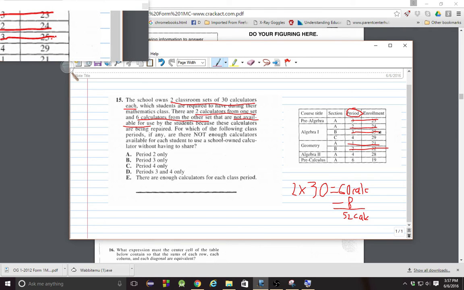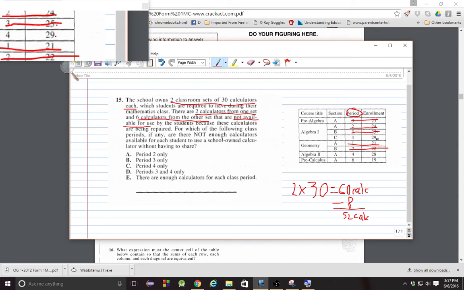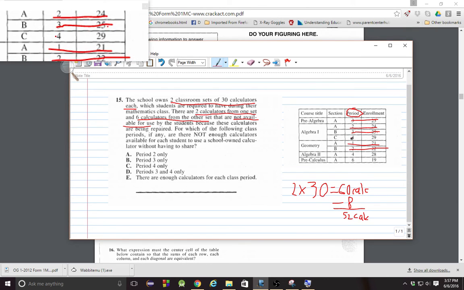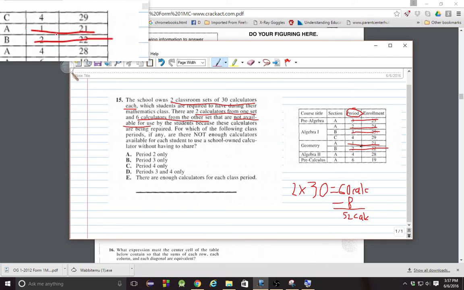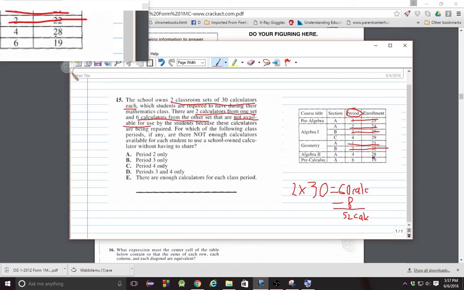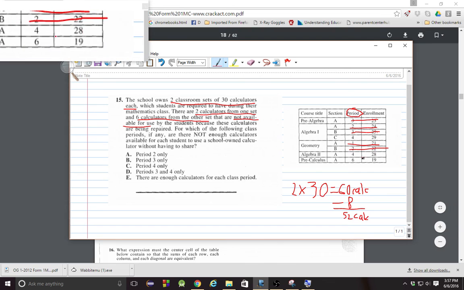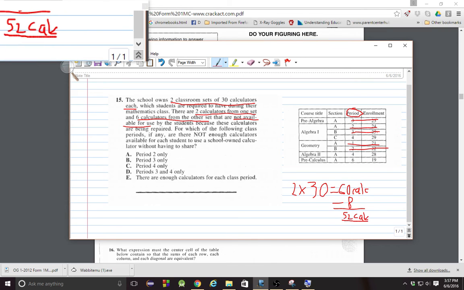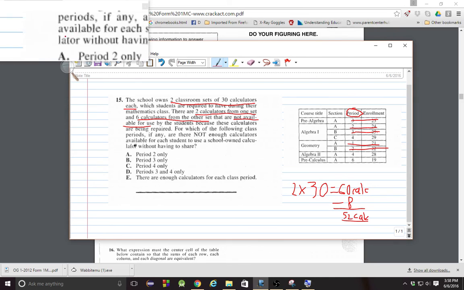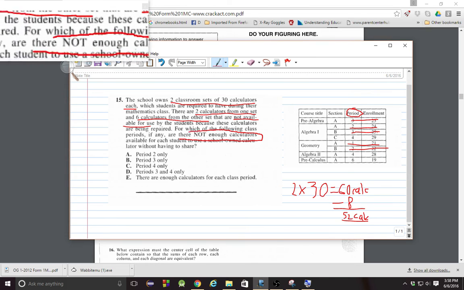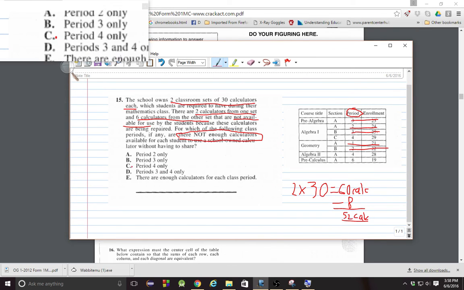So since period 3 is out, we have period 4 only. As you can see, for period 4, we have two period 4 classes. One is 29 and another is 28. And when we add 29 plus 28, we get 57. As you can see, 57 is much greater than 52 calculators. Hence, the correct answer for the period where there are not enough calculators is period 4. The answer is C.